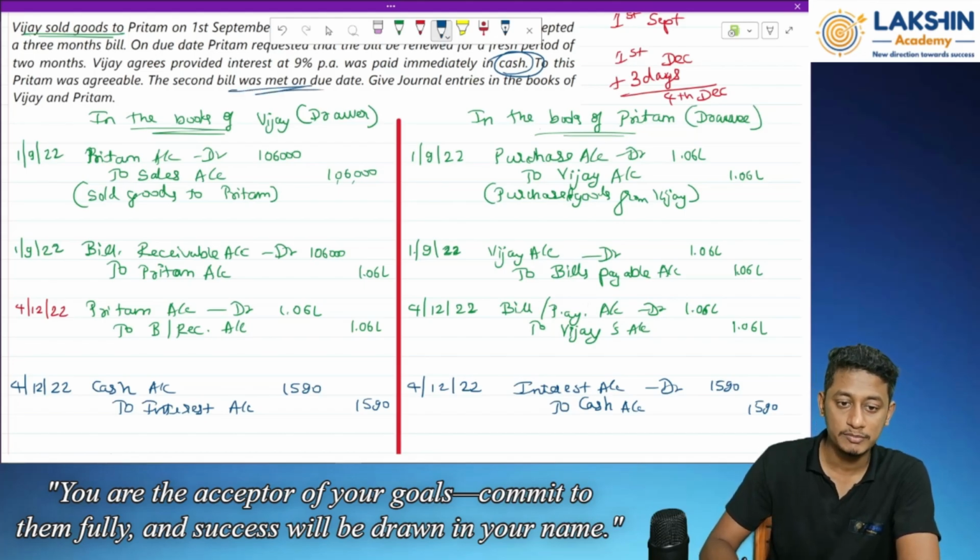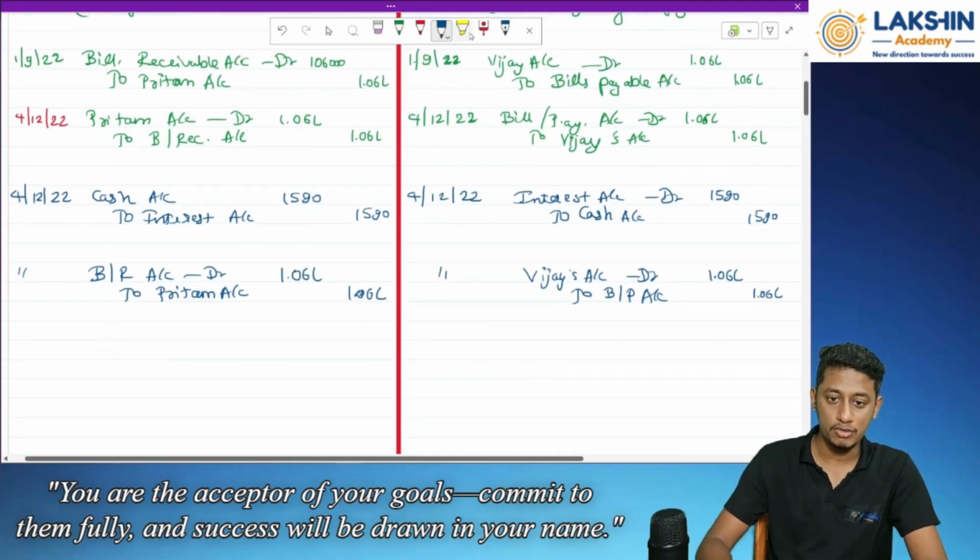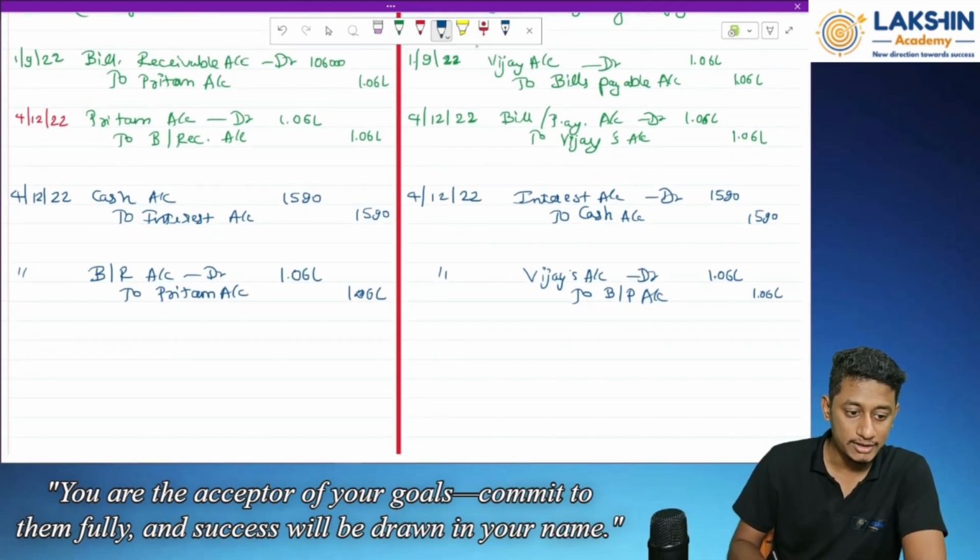Now the second bill was met on the due date. So now the bill has been honored. So now what to do with this? On what date? On 7th of Feb 23.